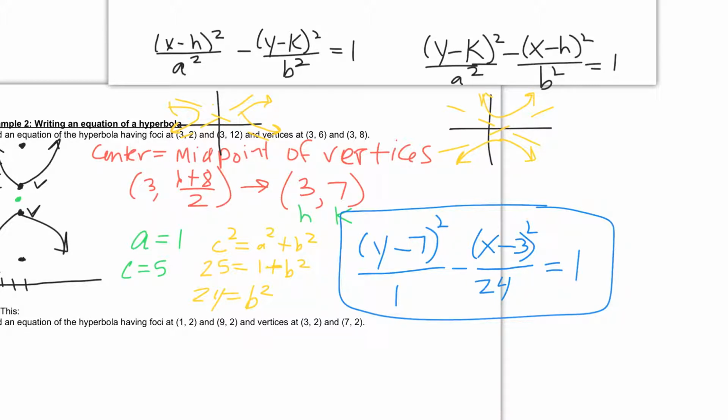Next, I would like you to do the try this, so you can pause it now and unpause it when you're ready to check your answer.